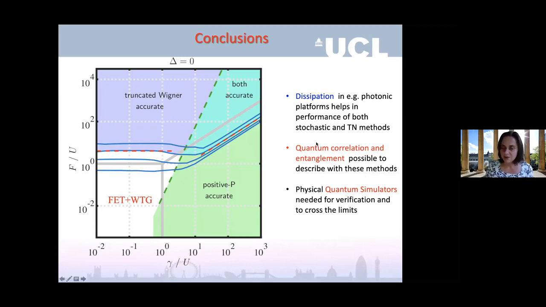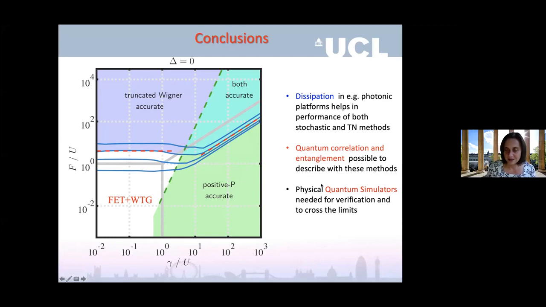However, at the same time, it's not that we are throwing the baby out with the bathwater and describing only classical systems. Quantum correlations and entanglement are still present, although to a lower extent in these driven dissipative systems, but to the extent where it's possible to describe them with this method.